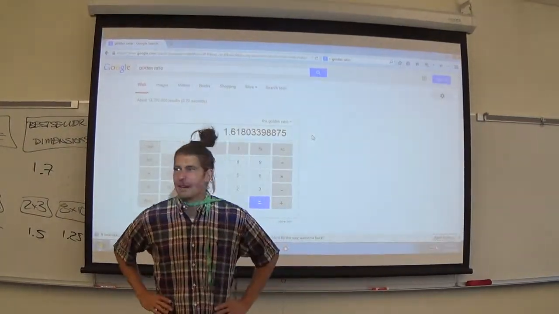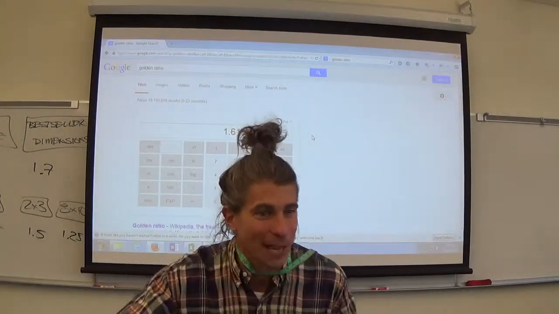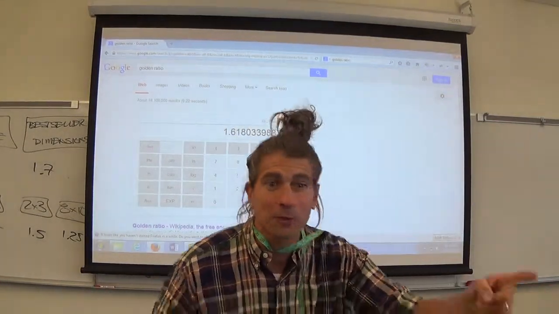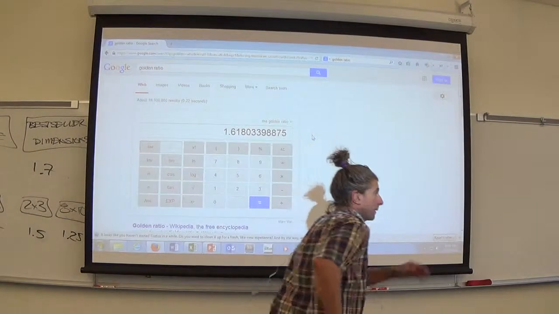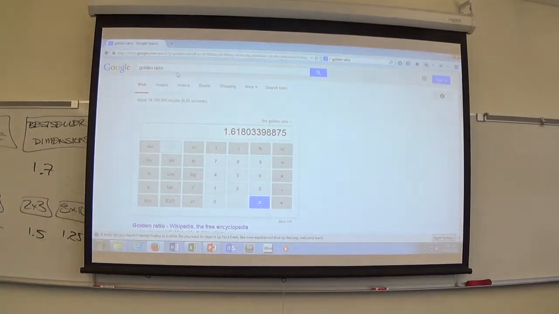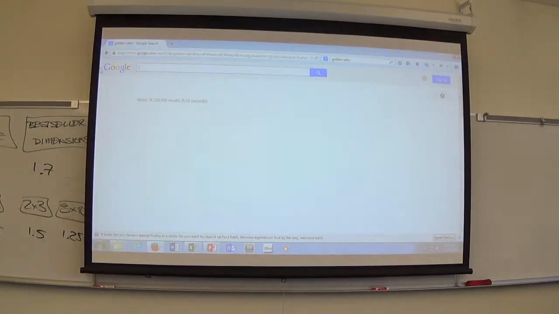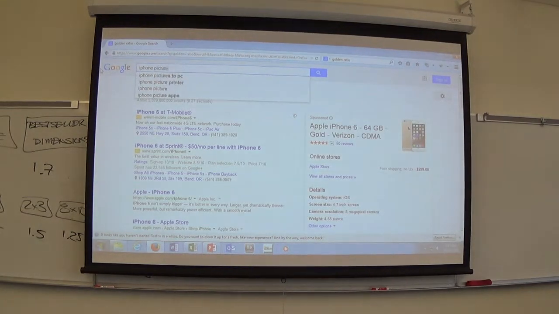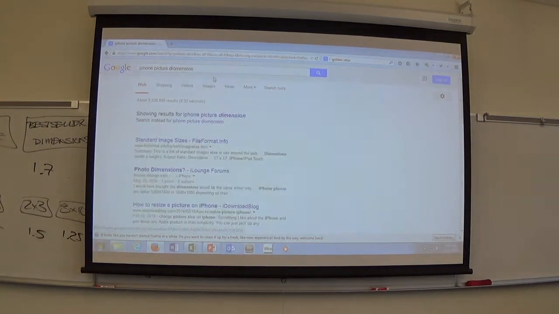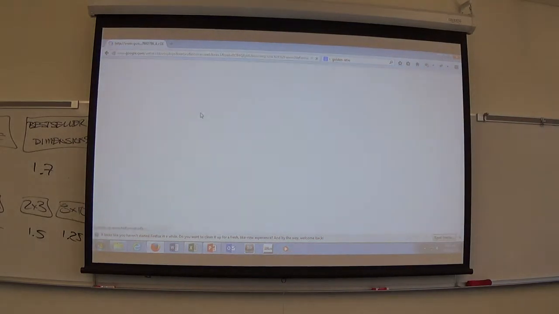They have actual Polaroids. But it never works, because the picture your cell phone takes, what's the resolution on an iPhone picture? Hang on, I don't know this. Let's just do iPhone. iPhone picture dimensions. There we go. Standard image style. Let's take a look at this.